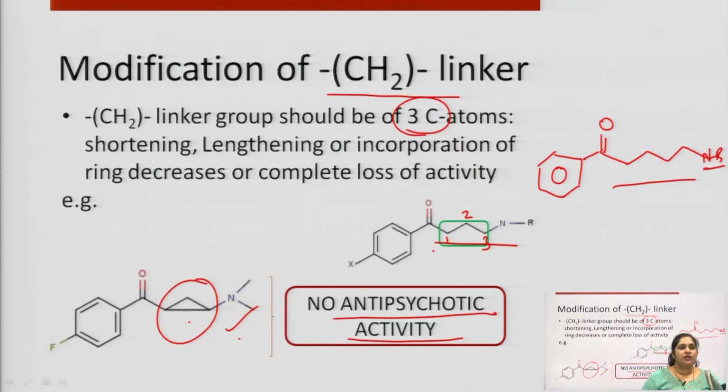Further, modification in the CH2 linker group. For the CH2 linker group, we have already mentioned that it must be 3. The number is so strict that shortening, lengthening, or incorporation of any ring in this structure will lead to complete loss of activity. Like we have seen the example of incorporation of a cyclopropyl ring that contains the same number of carbon atoms, 3 carbon atoms, still it does not possess any antipsychotic potential.